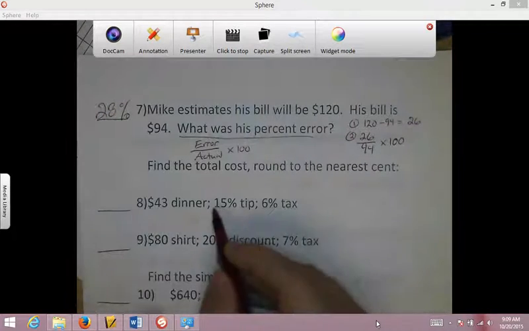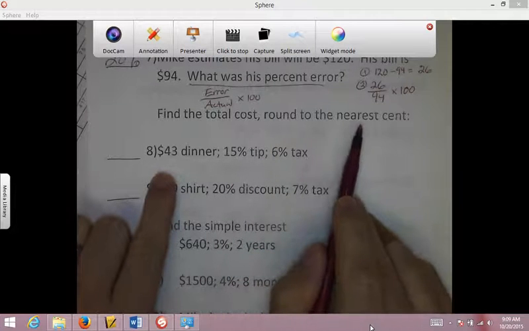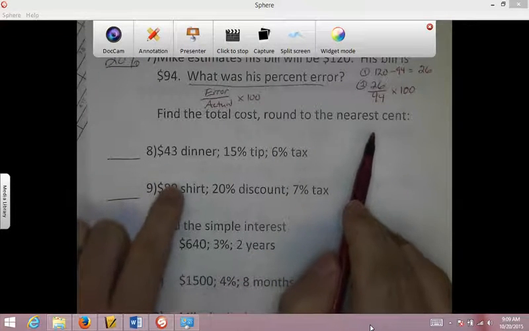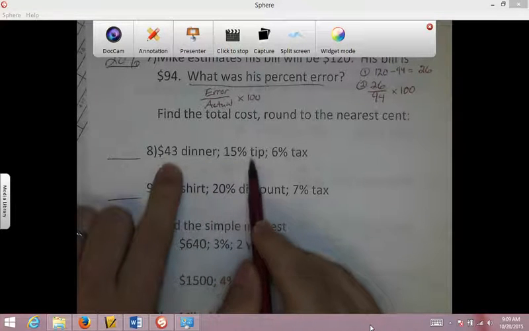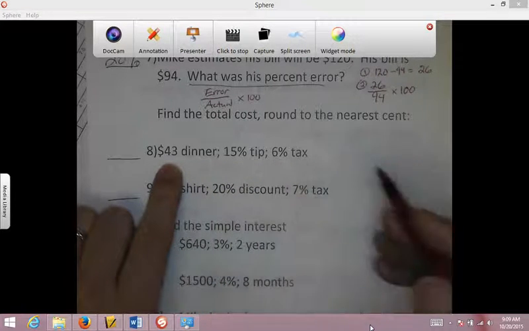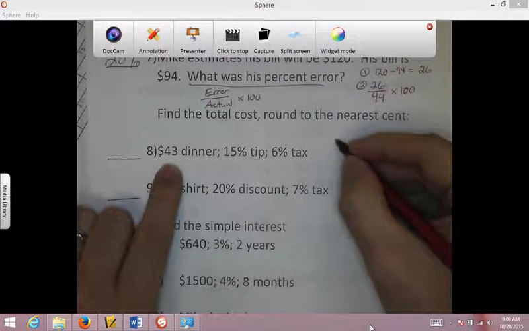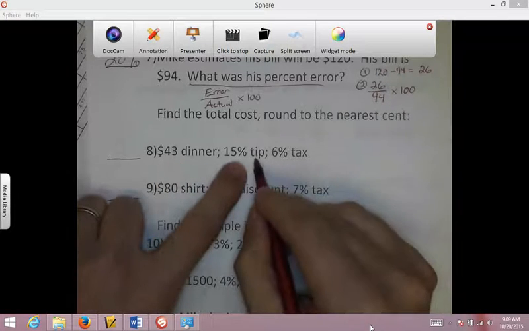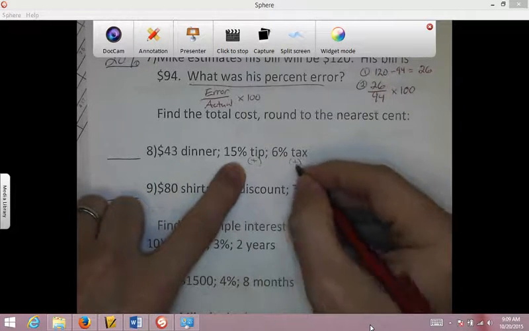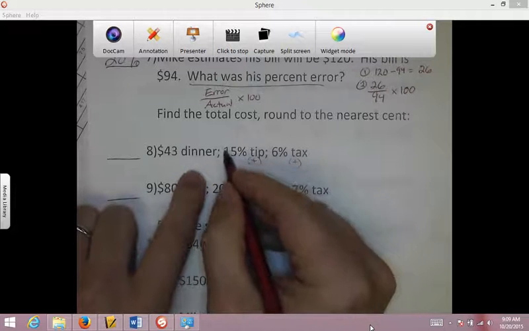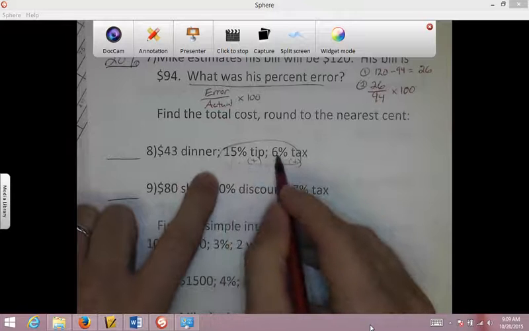Now, for the next ones, find the total cost, round to the nearest cent. That's penny. So, $43 dinner, 15% tip, 6% tax. For this one, first thing we're going to do is say tip and tax. These are both positive things. For this class, I told you, the tip and the tax, you can actually combine them. 15 plus 6 equals 21.